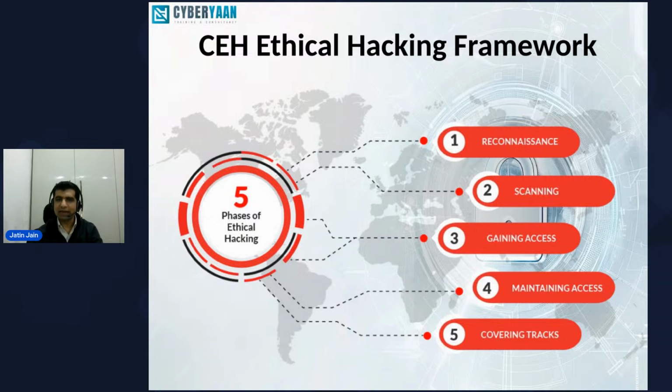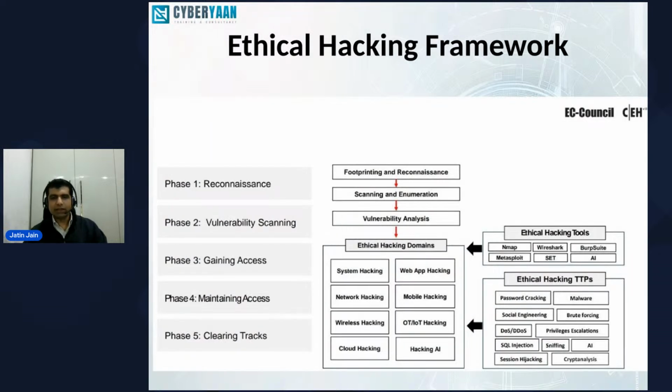And now let's start phase number one, which is reconnaissance, information gathering, or footprinting. Yes, this is the ethical hacking framework in detail, but let me give you an overview. This footprinting and reconnaissance, then it goes to the scanning and enumeration phase. Then we do the vulnerability analysis.